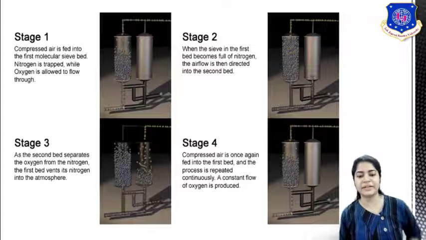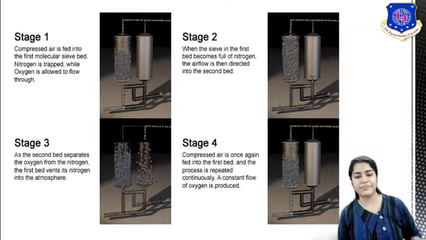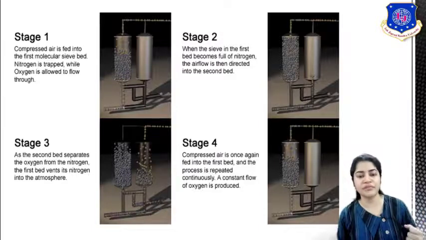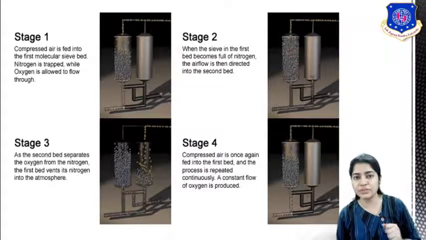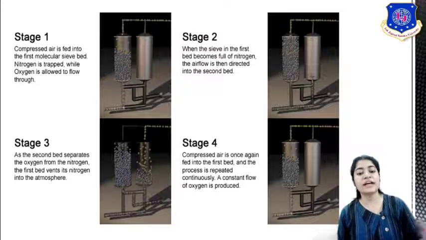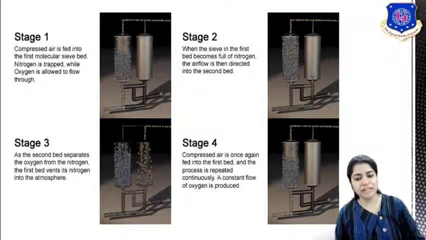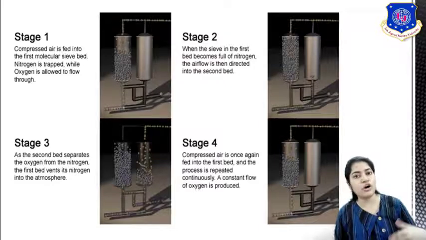So this is your example. Two vessels are kept. In the first stage, you can see that compressed air is fed to the first molecular sieve bed. The molecular sieve bed is your adsorbent. Nitrogen is trapped. Our aim is to adsorb what? Nitrogen. So you can see that nitrogen is trapped while oxygen is allowed to flow.